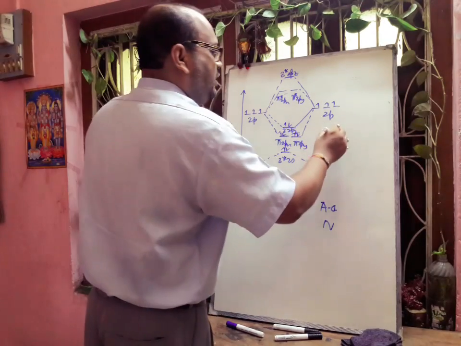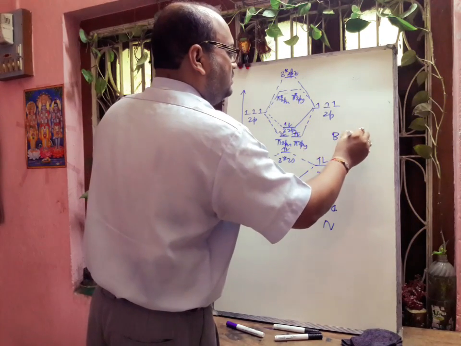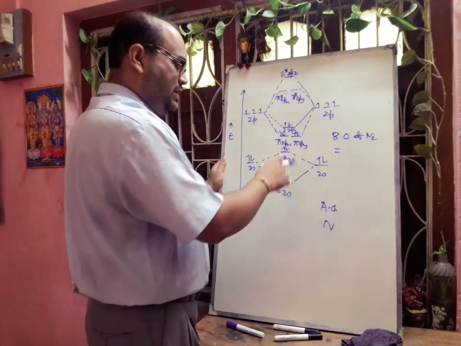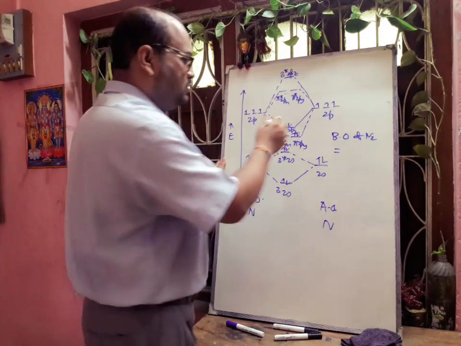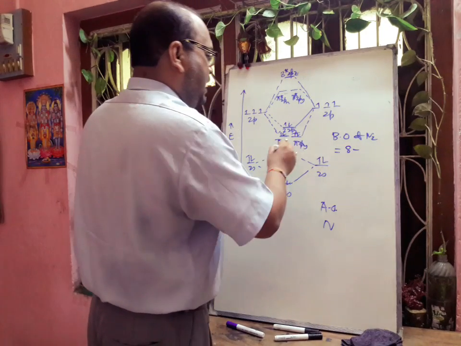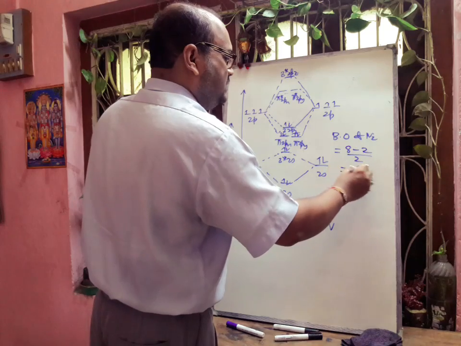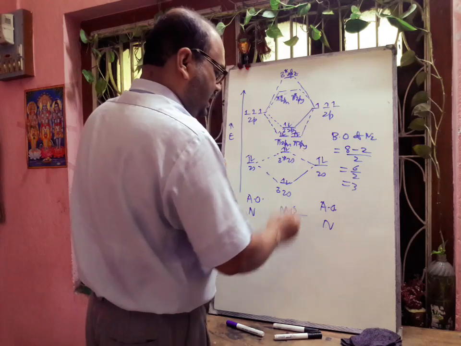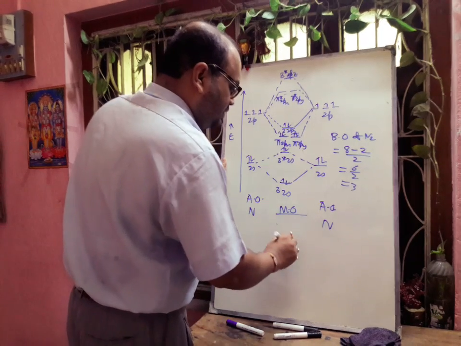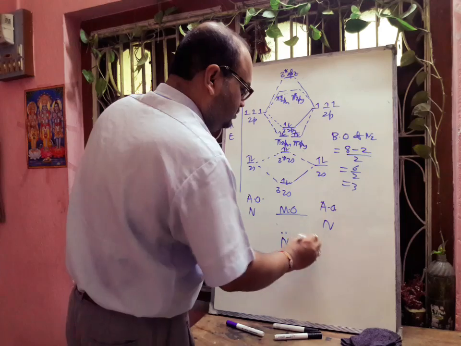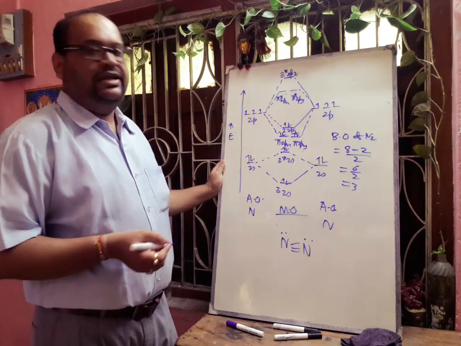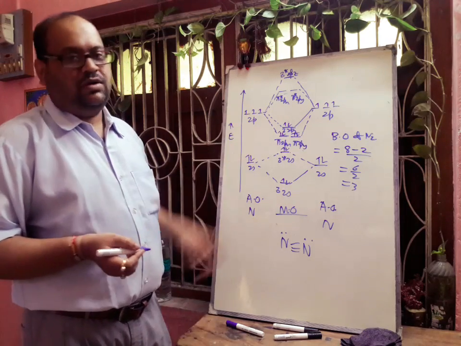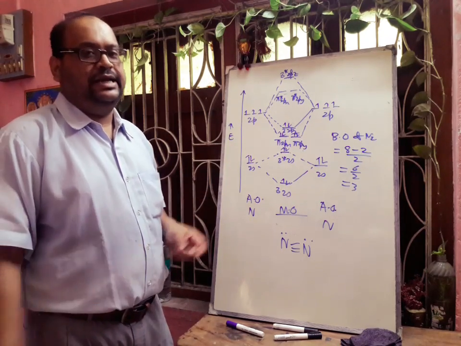If we consider the bond order of the N2 molecule, the number of bonding electrons is 8, minus anti-bonding 2, divided by 2, that is 6 by 2, which is 3. So between the two nitrogens, there will be 3 bonds, that is why the bond order is 3. And if you look at the magnetic behavior, all electrons are paired, so definitely it will be diamagnetic in nature.